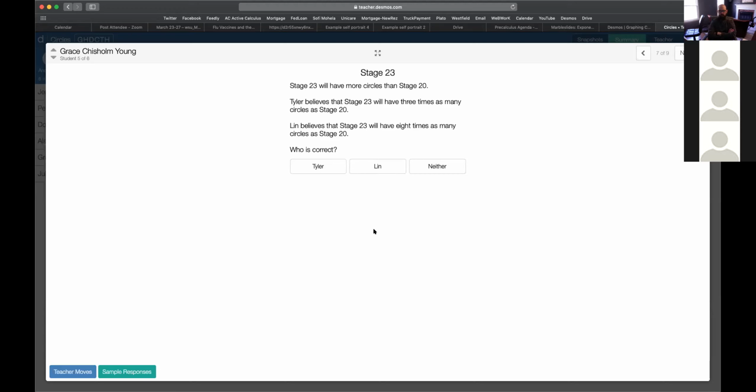Okay, so if we were in stage 20, we said it has 2 to the 20. Stage 23, though, if we go out, stage 21 had 2 times as many. Stage 23 will have 3 times as many, 8 times as many, or neither.